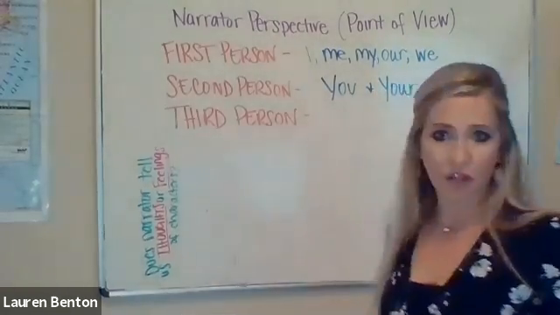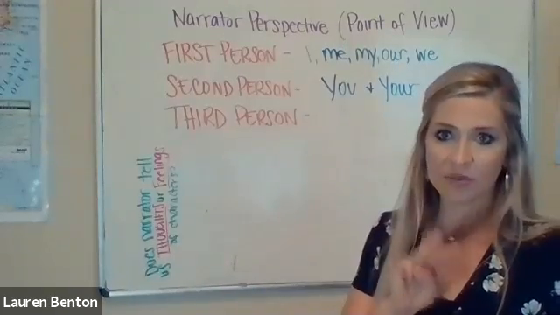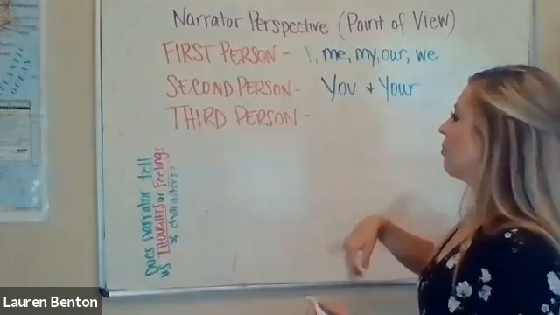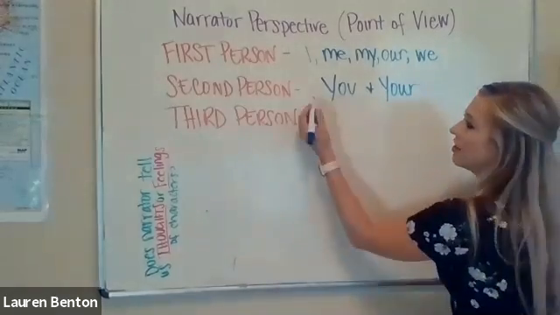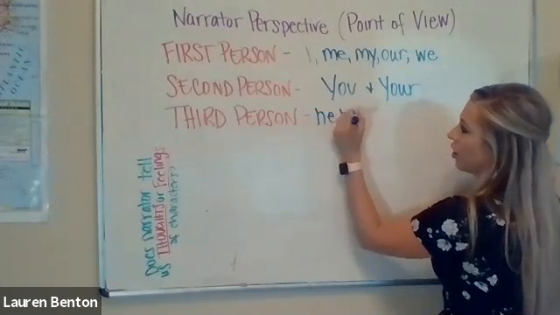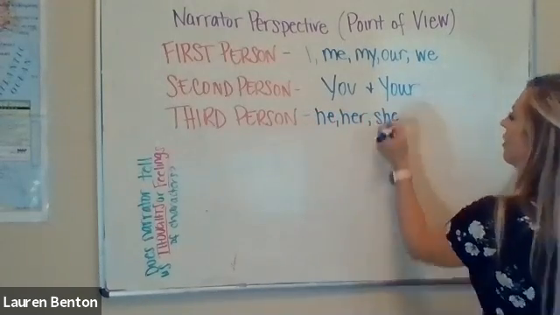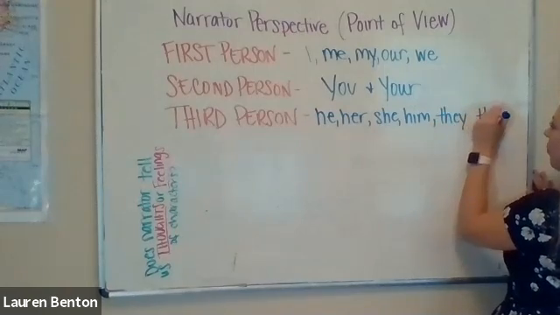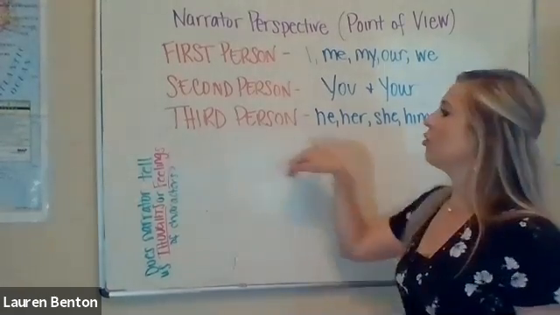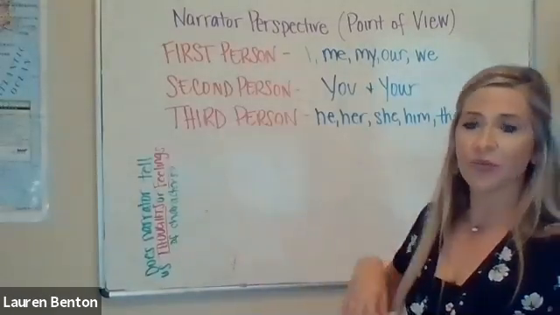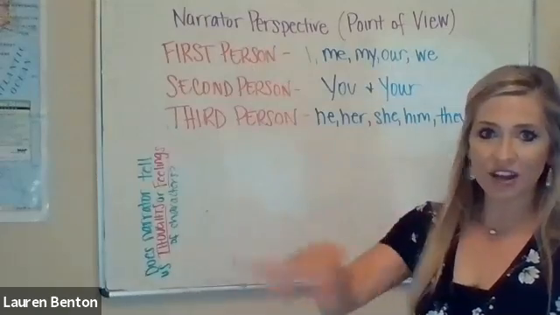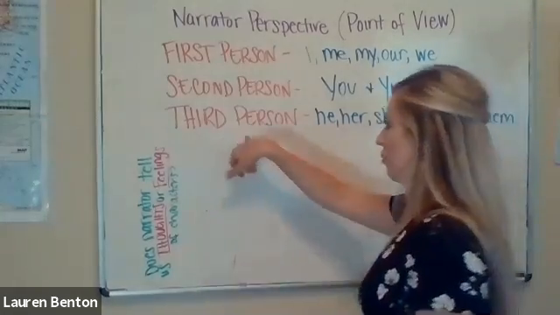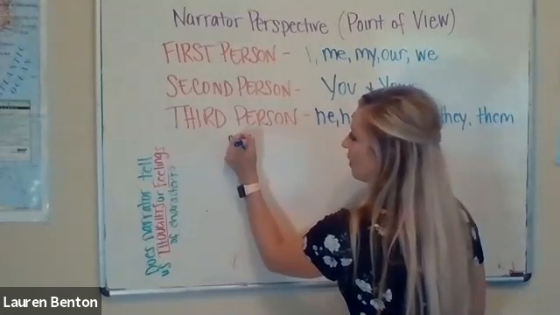So now we're going to talk about third person. So within third person, there are 3 different types of points of view. And here, how we determine third person using the pronouns, we're going to see pronouns like he, her, she, him, they, and them. So those are the pronouns for third person. Now, first person, I; second person, you; third person, they, or he, she, him, her. So within third person, there are 3 different types of perspectives.